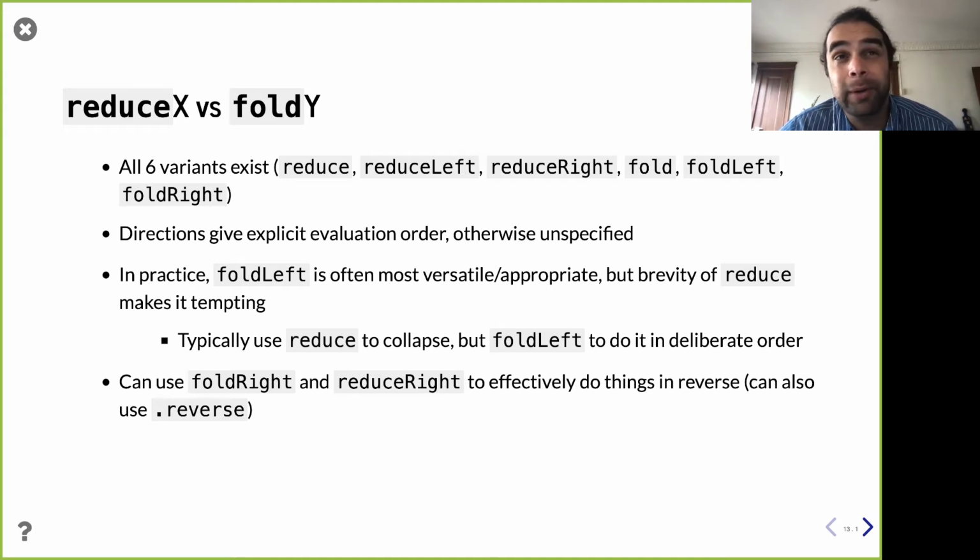Sometimes the reason you don't want to go 0, 1, 2, 3 is that you want to go from n minus 1, n minus 2, etc. So that's what fold right and reduce right are for. If you forget that, you can also call dot reverse on a collection to reverse the order initially and then call fold left, right? So these are all possibilities.